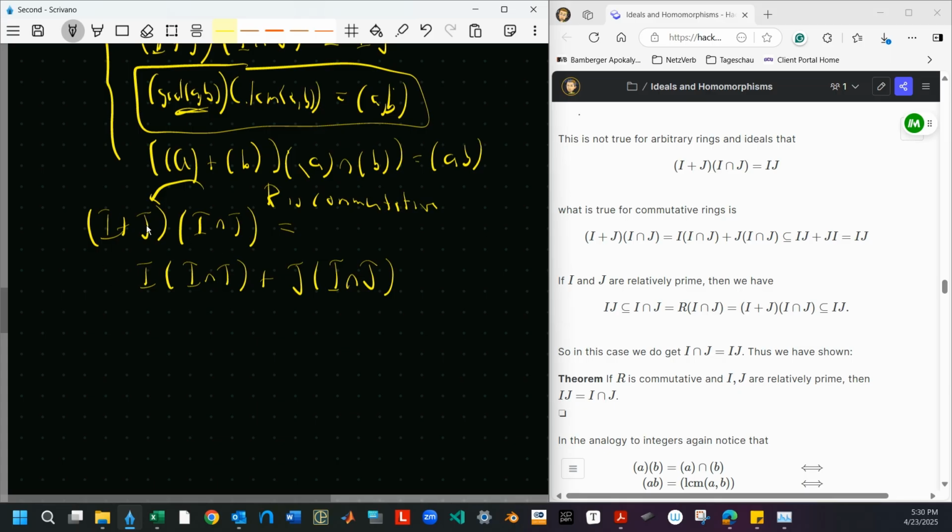I haven't used commutativity yet. This is certainly contained in IJ, and this is certainly contained in JI. In the case that we are commutative, this is the same as IJ, the order wouldn't matter. So that's where I'm using the commutative property. What I'm getting in general is this kind of subset relation, but not necessarily equality.